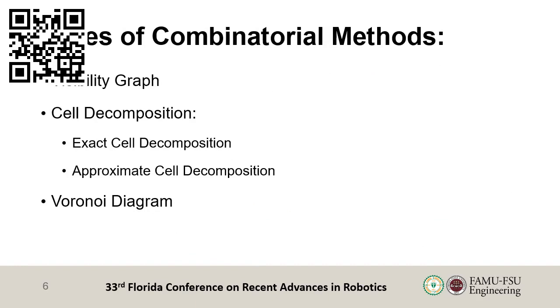Types of combinatorial methods include visibility graphs, cell decomposition techniques, including exact cell decomposition and approximate cell decomposition, and Voronoi diagrams.